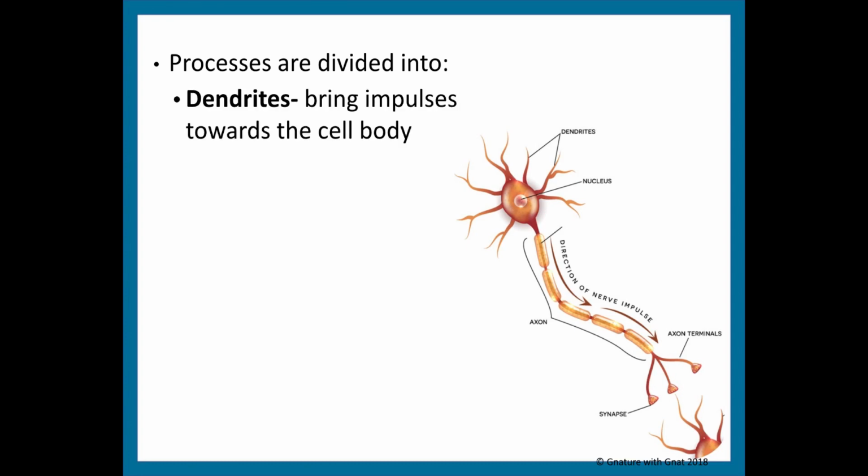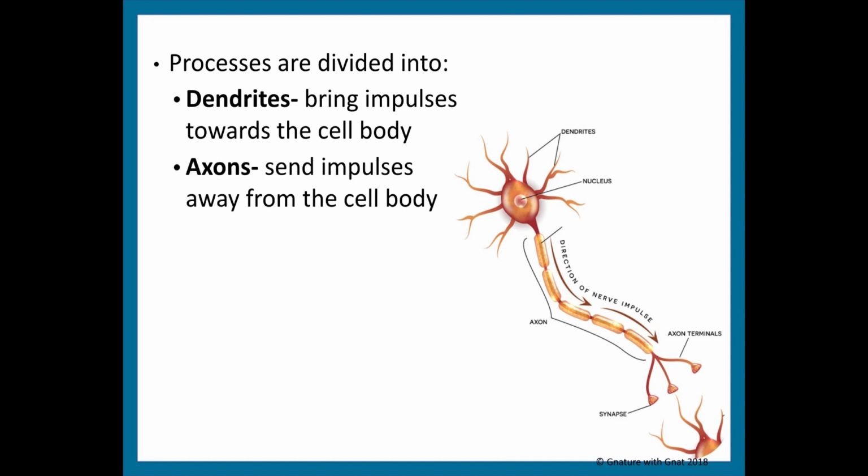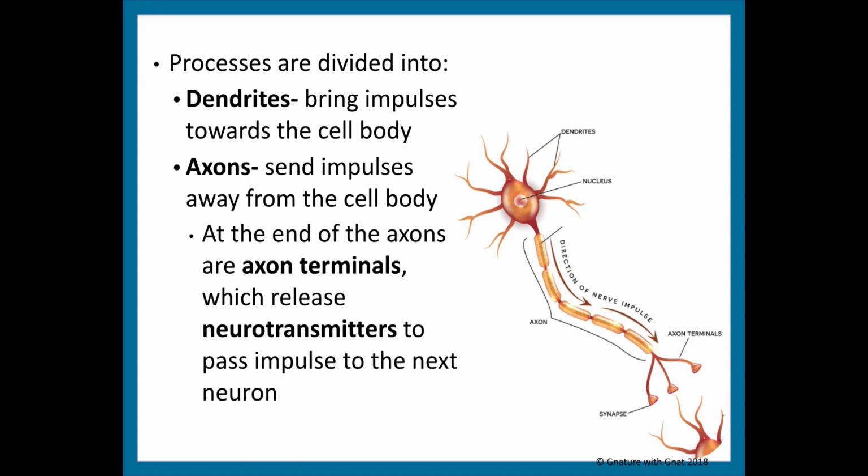Processes are divided into dendrites and axons. So let me say something about dendrites first. Dendrites bring impulses towards the cell body. Axons send impulses away from the cell body.